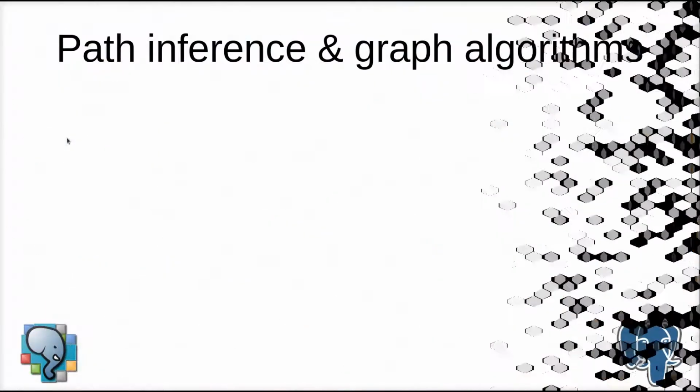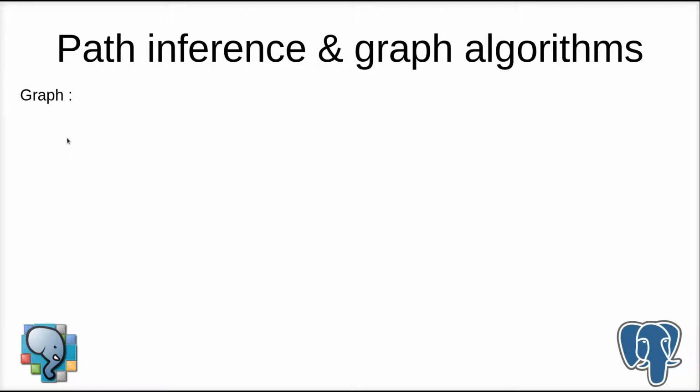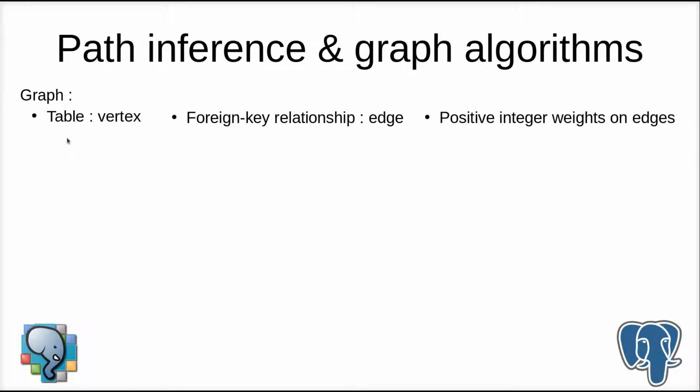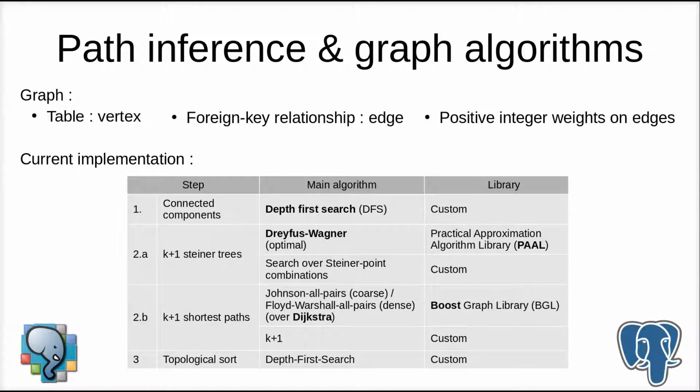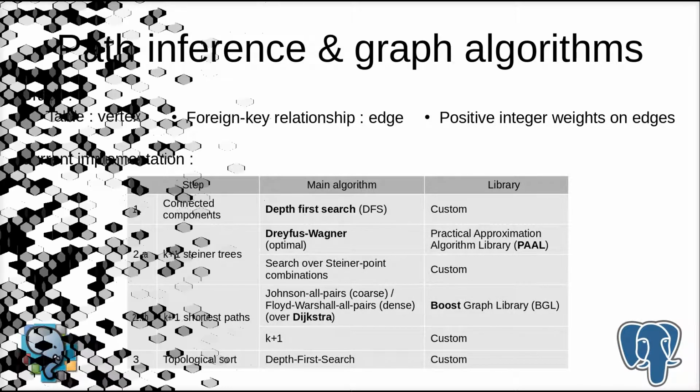So let's talk a bit about the inner workings of the inference engine. A few words about graphs. You already have, in relational databases, graphs almost ready to go, with tables as vertices and foreign keys as edges. Who needs graph databases to use graph algorithms, right? This is a sneak peek at the implementation. If you are not familiar with graph theory, here is what you can remember. The main graph problems addressed here are the shortest path problem and the construction of Steiner trees, and the algorithms used are Dijkstra and Dreyfus-Wagner.